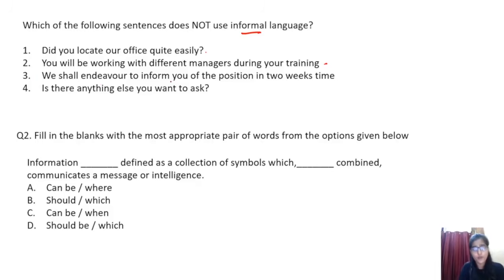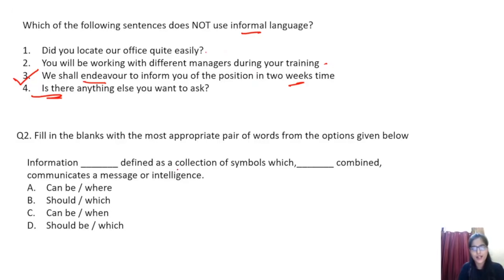We shall endeavor to inform you of the position in 2 weeks' time. Well, this statement is formal. It's not informal because you can see the language they have used here, like endeavor to inform you of the position in 2 weeks' time. So directly you can conclude that option 3 will be the correct answer. Even option 4 you can directly eliminate. Is there anything else you want to ask? That does not sound that formal. Let's move to the next question now.